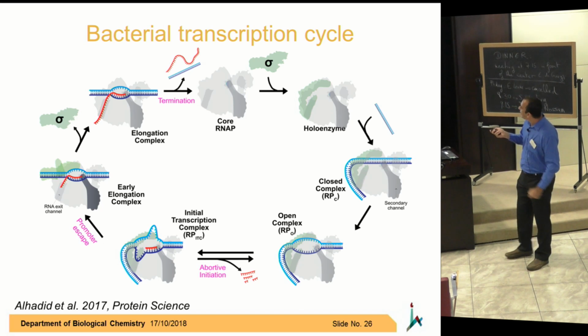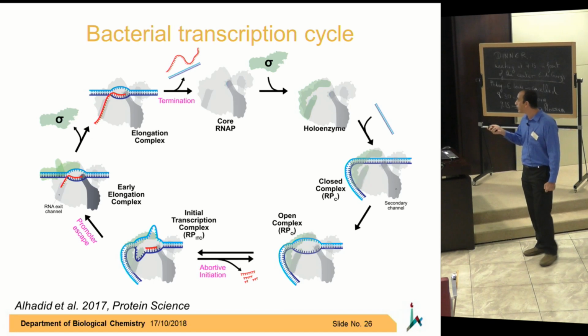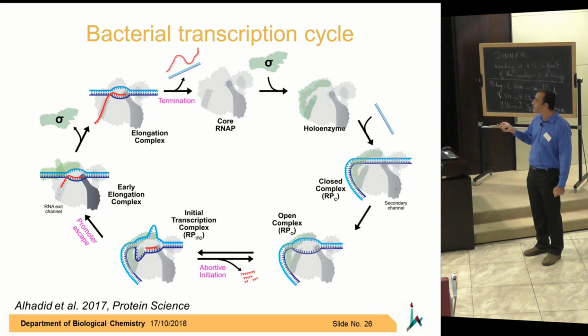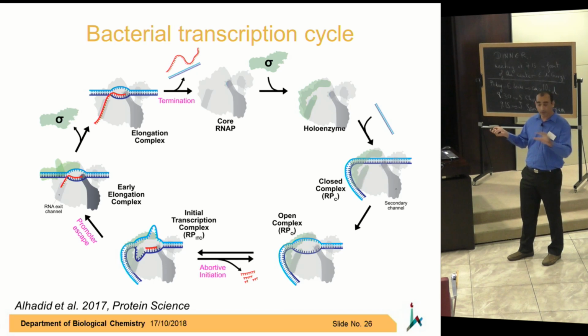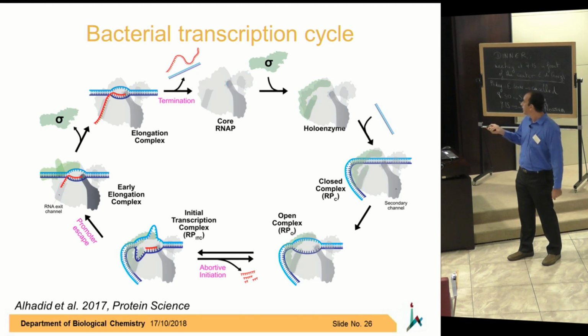So what you have in the cycle is the following. You have what's called the core RNA polymerase, and the sigma, which really is the specificity unit that identifies the promoter of a gene. It can't identify the promoter of a gene alone. Only upon binding and creating the holoenzyme can it start functioning in searching for the promoter.